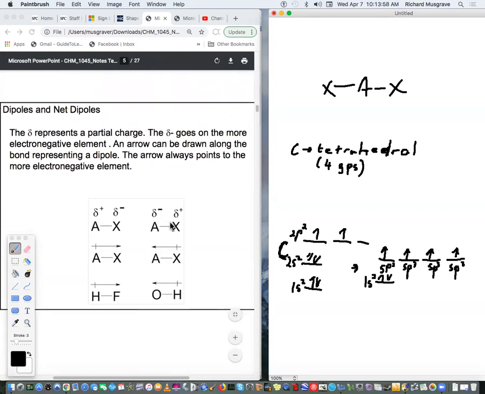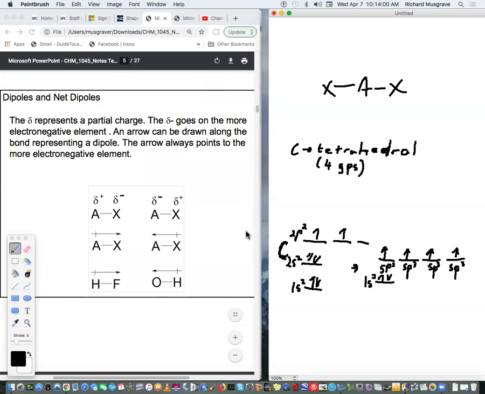We're going to move on now to dipoles and net dipoles. Now, the dipoles thing is kind of difficult. We have dealt with this before, at least the dipole part. We dealt with it when we were talking about polar covalent bonds and polarity of atoms.